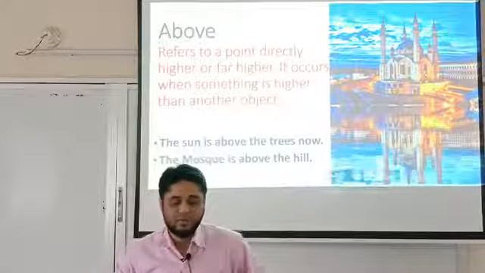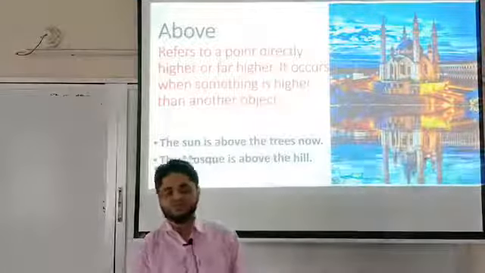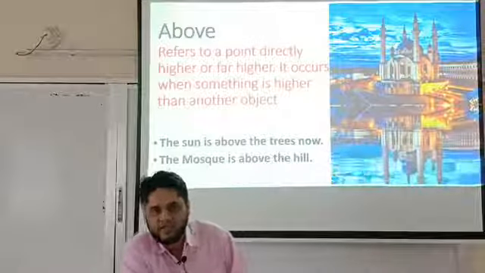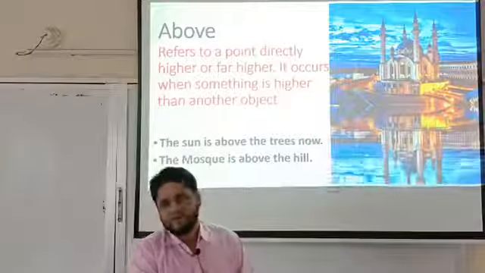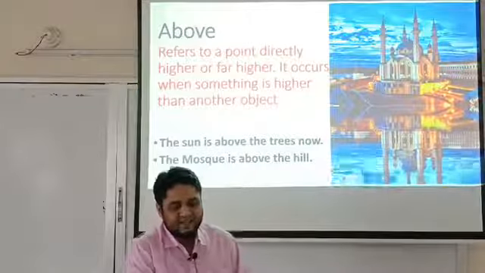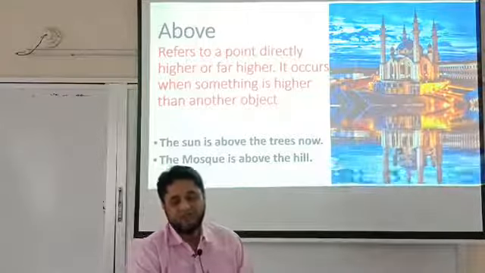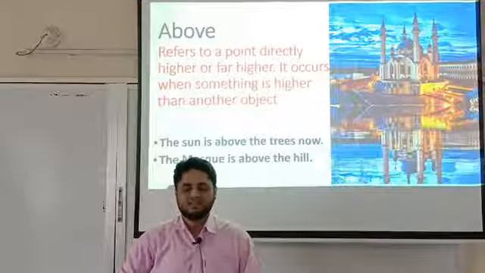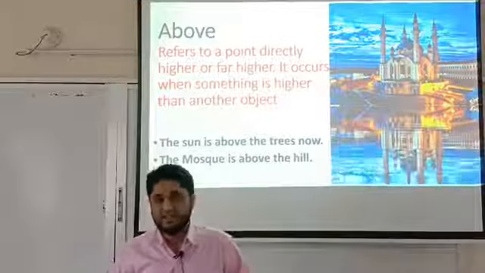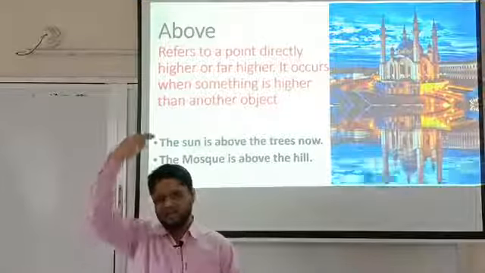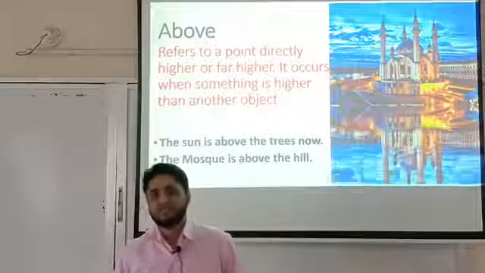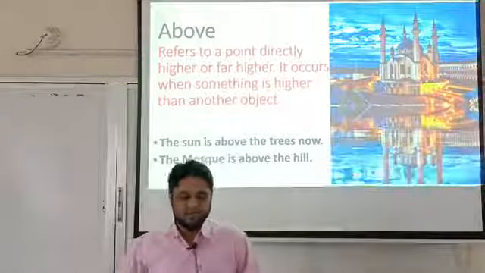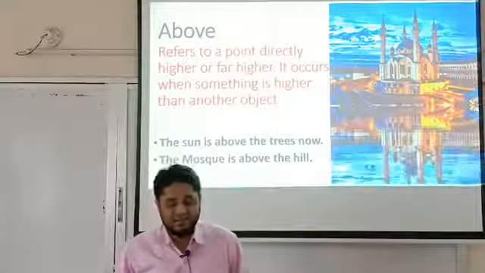And so, above. What about above, dear students? We are going to learn some specific rules of how we can use the preposition above. The rule is, it refers to a point directly higher or far higher, which means it occurs when something is higher than another object. In such a condition, we should use above. So the sentence is, the sun is above the trees now.